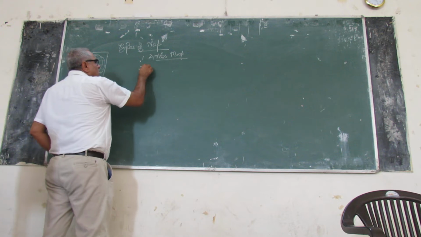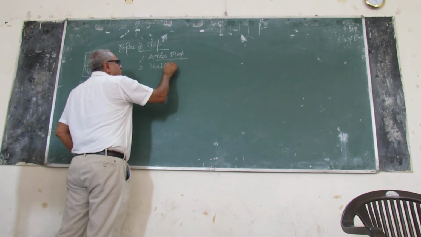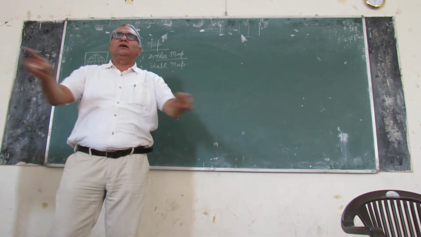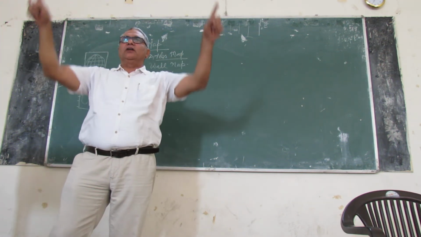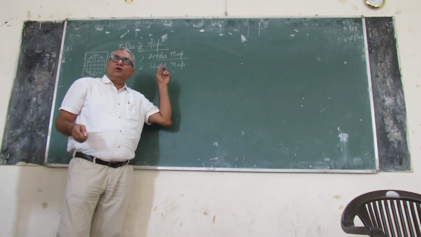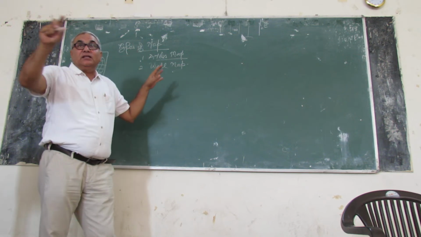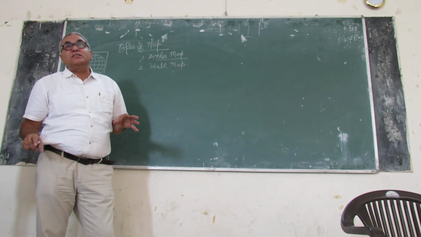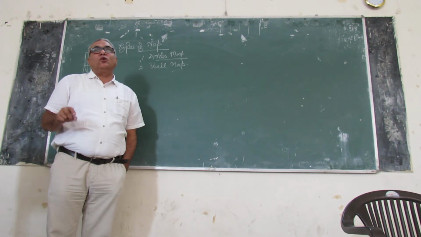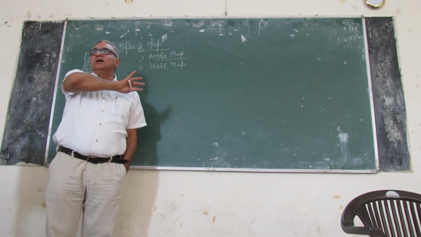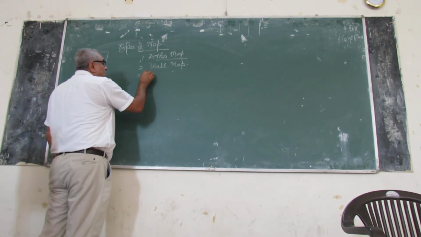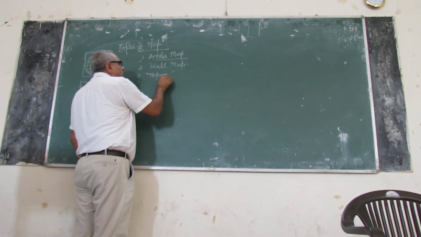Second, we have the wall maps. On the basis of scale, wall maps are a little bigger in size, generally 1 meter by 1 meter. On the wall, we can explain things with more precision. But they don't give all the information, they give the broad information. For accurate information, we have the topographical maps.